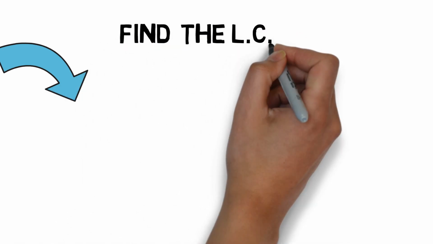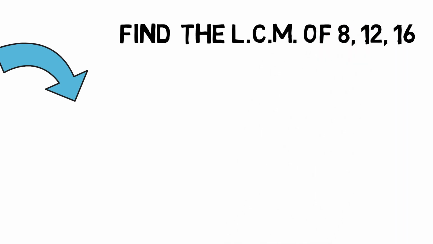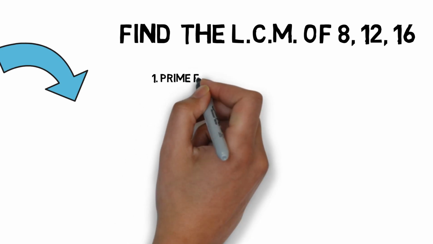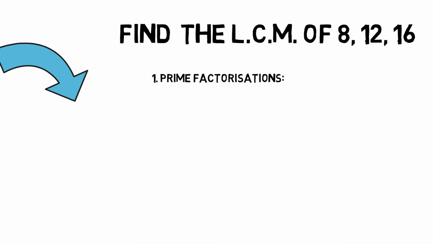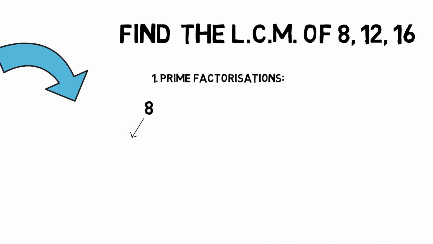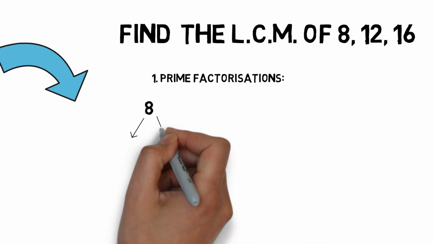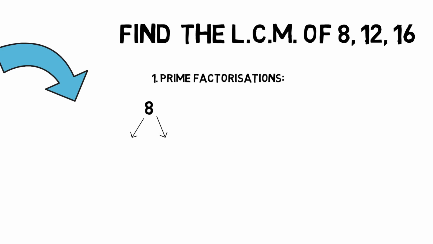In this task, please find the LCM for 8, 12, and 16. First step, we need to do our prime factorization. Prime factorization for 8. How do we do this? Straightforward, just like we've seen in our example. 8 is an even number, so 2 times what gives us 8? Not too difficult. 2 times 4. So these are the first two factors we can break 8 into.